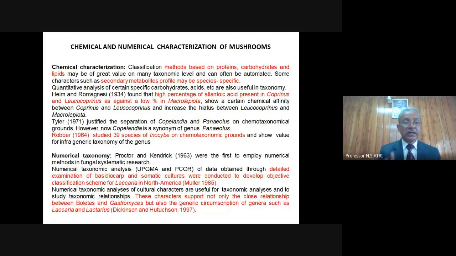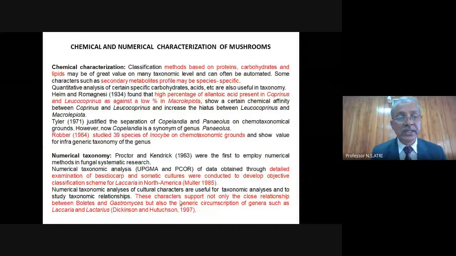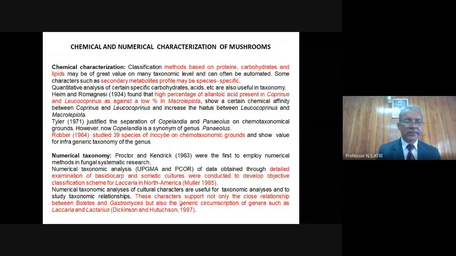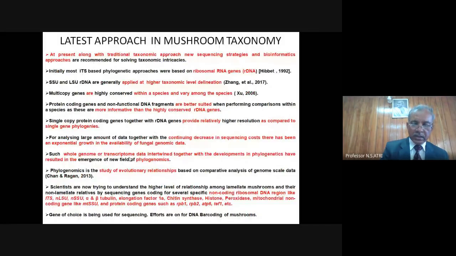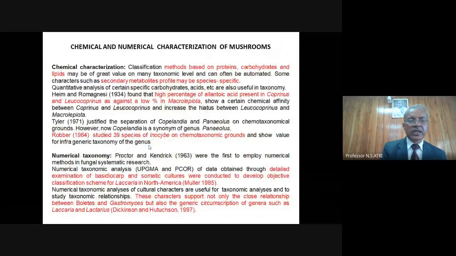So besides macroscopic and microscopic characterization, not much work has been done on chemical and numerical characterization of mushrooms. There are only a few examples, and these two areas offer a lot of opportunities to investigate. It has been referred that some characters like secondary metabolite profile may be species specific. So quantitative analysis of certain specific carbohydrates, acids, etc. are also useful in taxonomy.